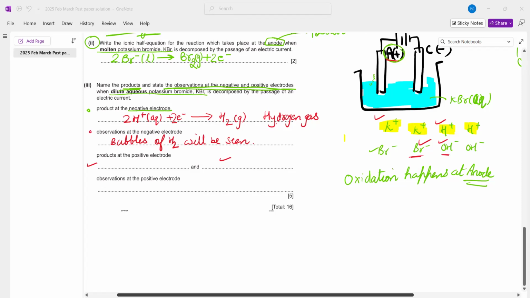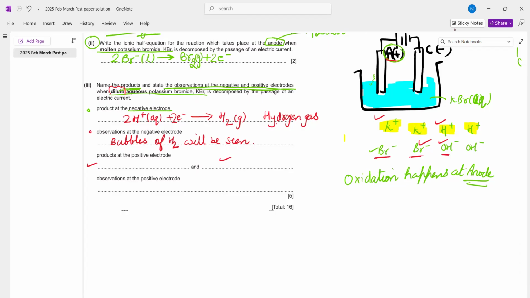Now, if it had been a concentrated solution, then definitely Br minus would have been discharged. Please note that whenever a concentrated solution of halides is there, the halide ion is discharged and halogen is produced. But because here there is a dilute solution, OH minus will be the one that will get discharged.